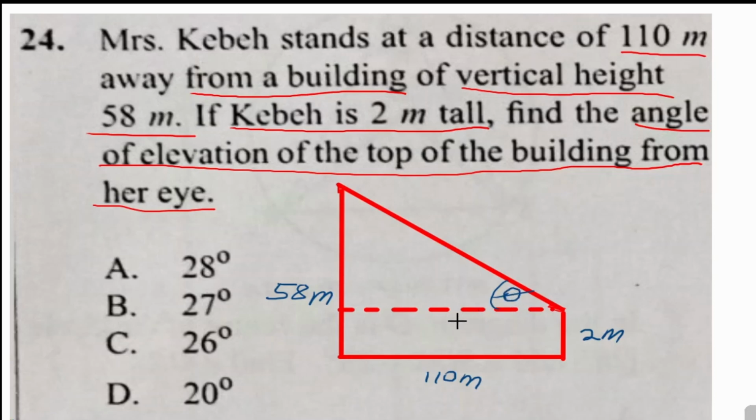So to be able to solve for this, we need to identify that this is the line of sight of Mrs. Kebe, which will have the same distance with this. So here will also be 110 meters. Then from there, the side that is directly facing the theta is called the opposite. Then the side that connects theta to the hypotenuse of the triangle is called adjacent.